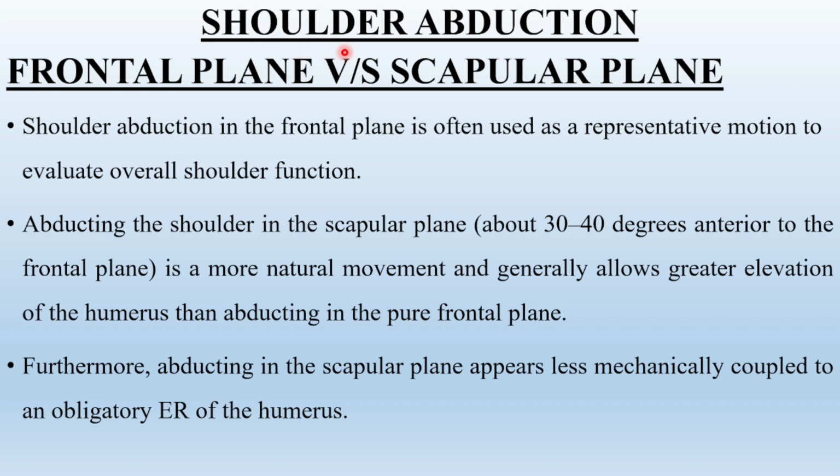Coming to the topic: shoulder abduction, frontal plane versus scapular plane. Shoulder abduction in the frontal plane is often used as a representative motion to evaluate overall shoulder function. Abducting the shoulder in the scapular plane, which is 30 to 40 degrees anterior to the frontal plane, is a more natural movement and generally allows greater elevation of the humerus than abducting in the pure frontal plane. Furthermore, abducting in the scapular plane appears less mechanically coupled to an obligatory external rotation of the humerus.